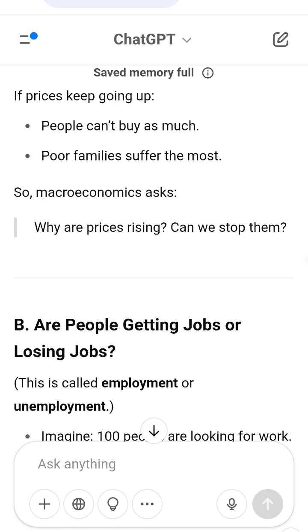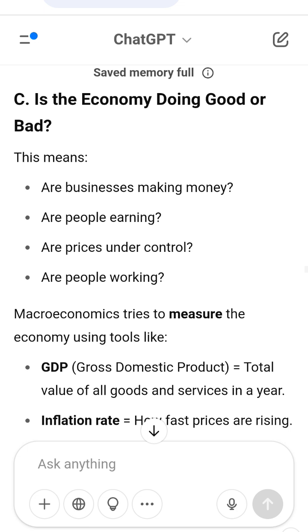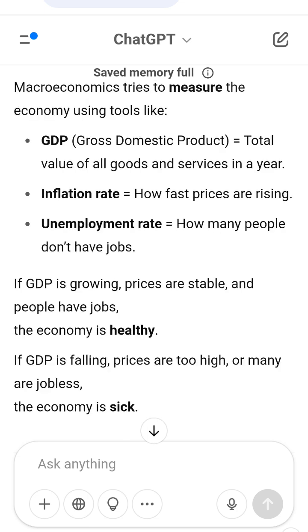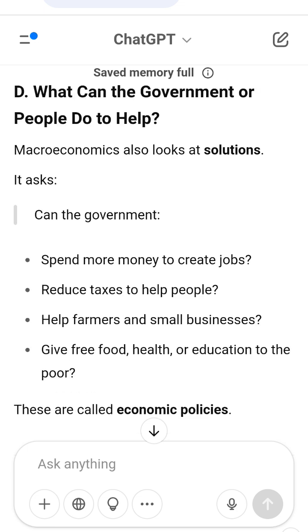4. What can be done to improve the economy? Government policies. Macroeconomics also studies what actions can be taken. Can the government help poor people? Should the government spend more on schools, hospitals, roads? Should taxes be reduced to help people spend more money? Should money be given to farmers or small businesses? These are called economic policies, decisions made by the government to fix problems in the economy.